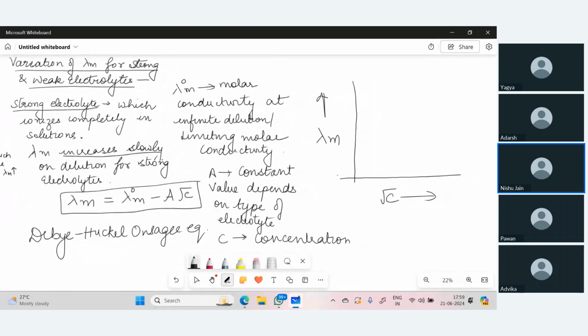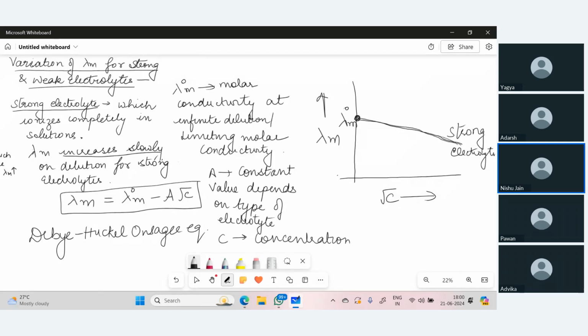So what does this graph say? This graph is lambda m versus root C for strong electrolytes. This graph you have to study right to left because we are studying dilution. Dilution means decrease in concentration. So we are studying from right to left. It increases with dilution, but to a lesser extent. It's not a great increase, just a small increase on dilution. The point where it cuts the y-axis, that is lambda m naught.